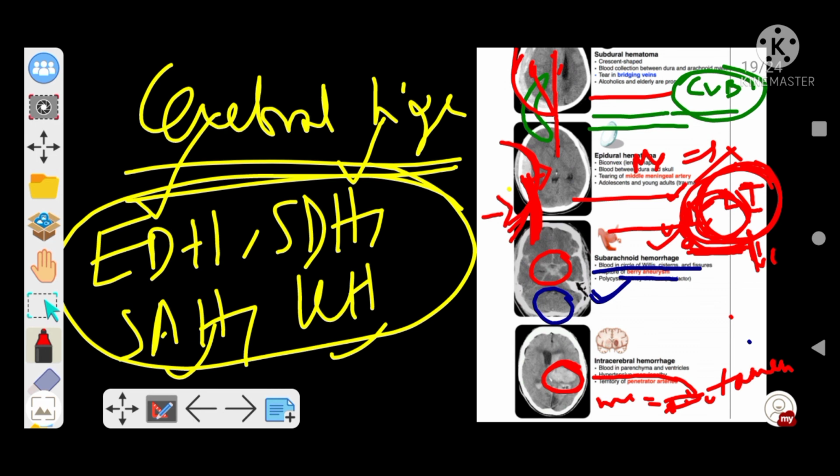And next we will discuss goals of treatment of head injury, Glasgow outcome score, and brain death. So we will meet in our next session, right?